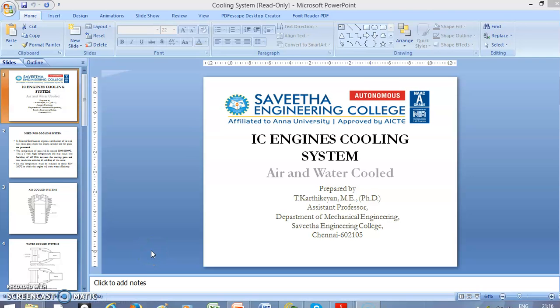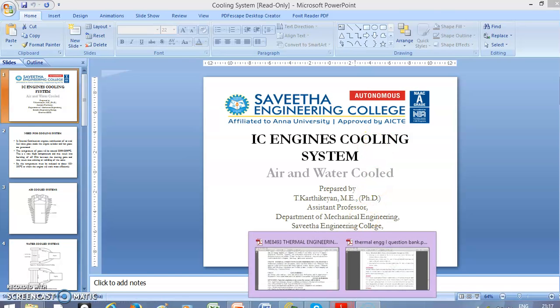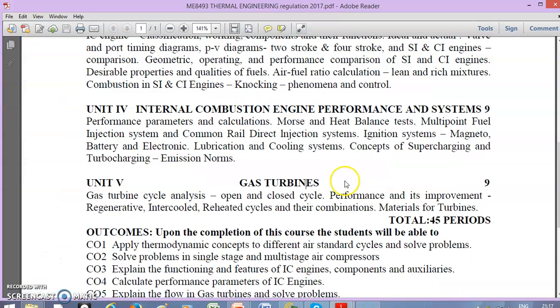Hello friends, the topic which we are going to discuss is the IC engine cooling system. This is one of our topics in unit 4, which is internal combustion engine performance and systems. It is in the third line of the syllabus: cooling systems. Okay, and we'll go for the presentation.